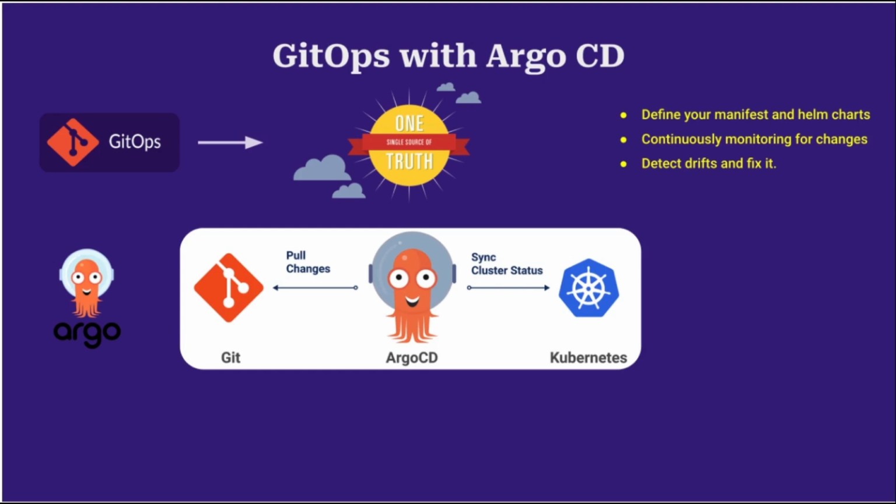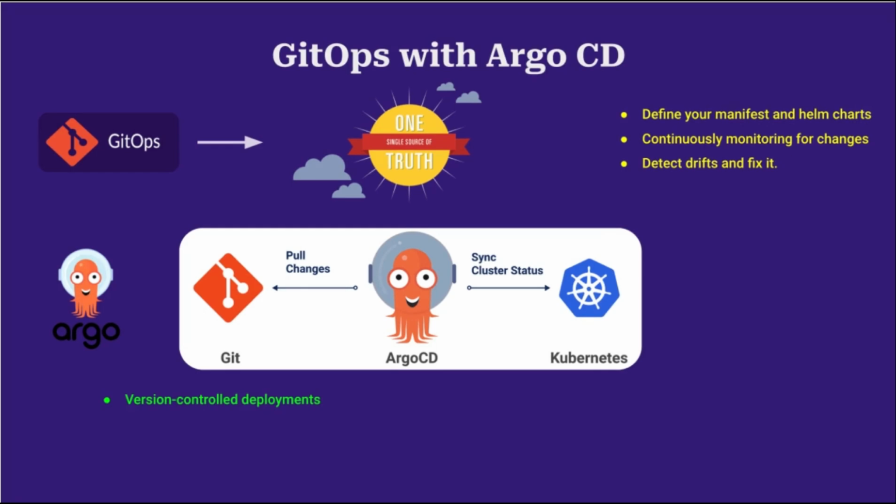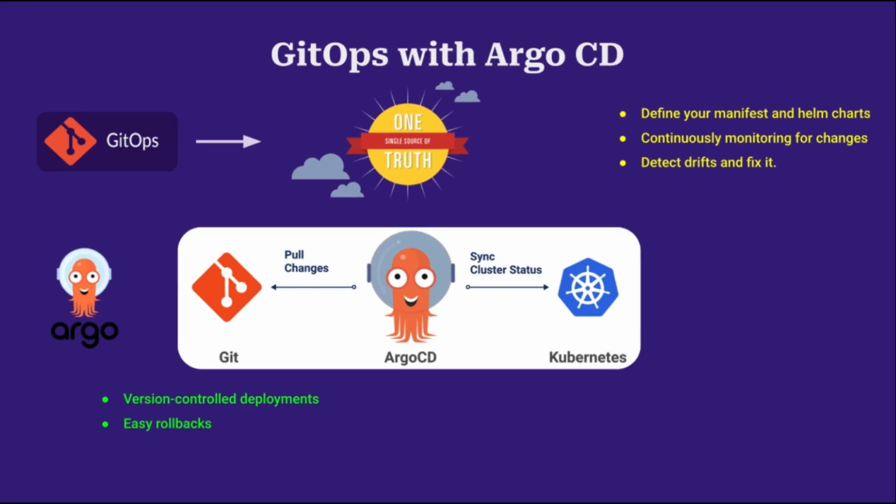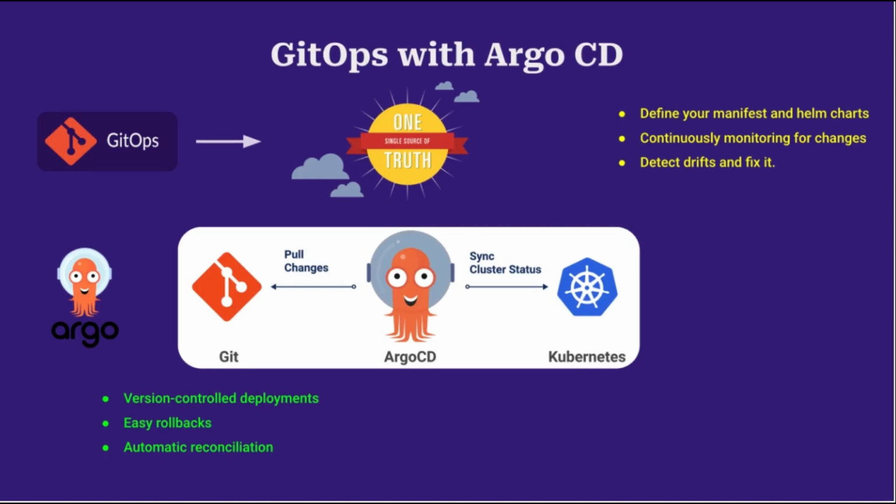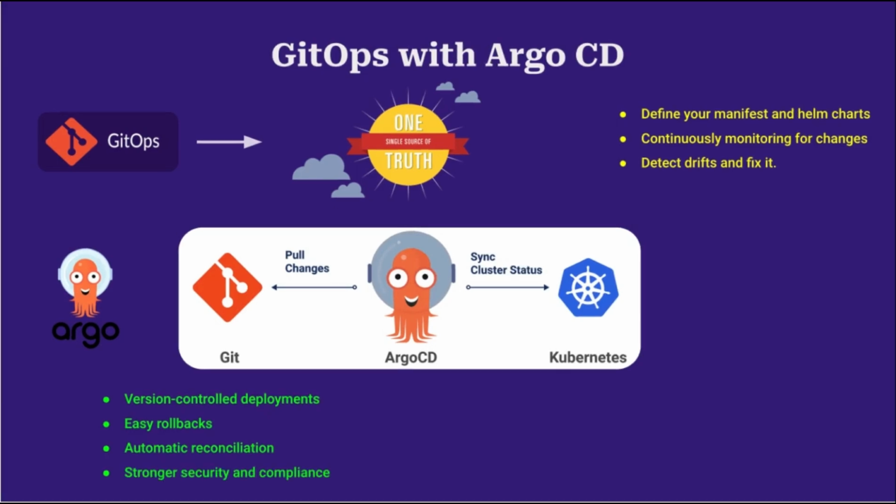This brings powerful benefits like: 1. Version controlled deployments. 2. Easy rollbacks. 3. Automatic reconciliation. 4. Stronger security and compliance. GitOps with Argo CD makes it easier to scale teams, manage environments, and automate deployments without relying on manual CI/CD pipelines.